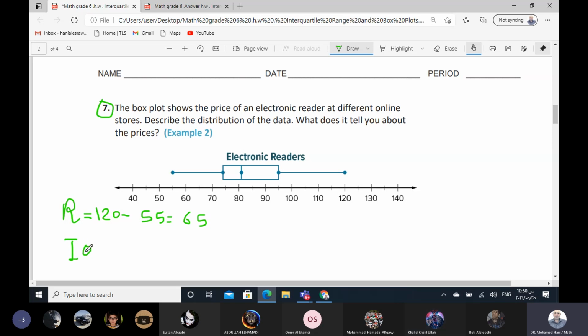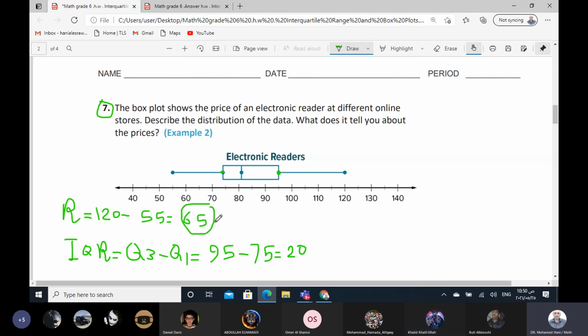Now the interquartile range equals Q3 minus Q1. This is the Q3, 95, and this is Q1, about 75. So 95 minus 75 equals 20.